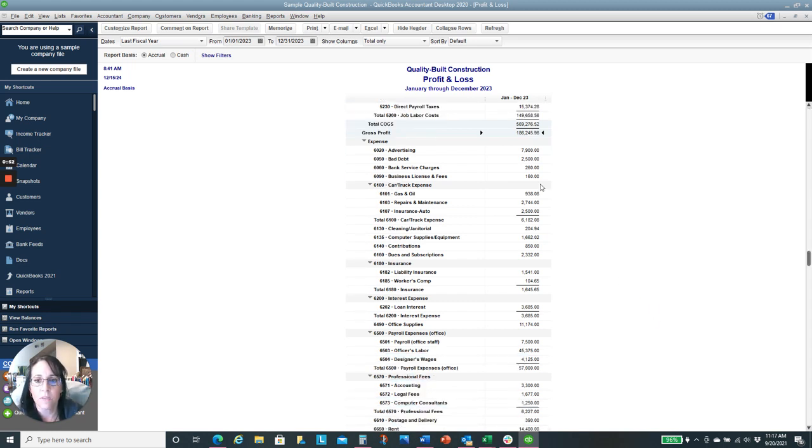And so your expenses, as you can see, is directly below gross profit. So you have advertising, bad debt. Bad debt is going to be items like if a customer didn't pay you. If they weren't going to pay you, then you would write it off to bad debt. Bank charges, repairs and maintenance, insurances. You have dues and subscriptions.